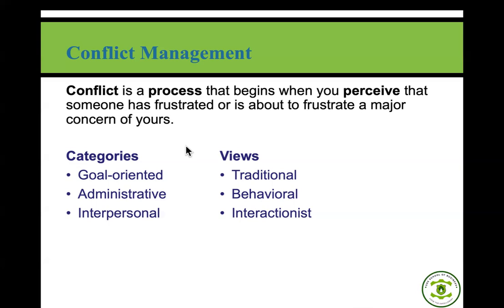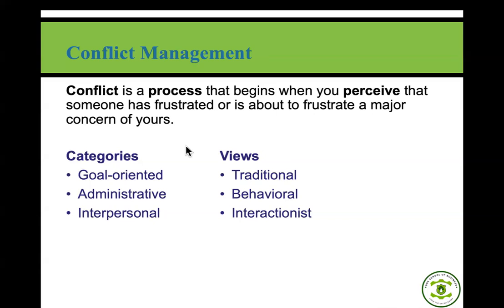So conflict is a process that begins when you perceive that someone has frustrated or is about to frustrate a major concern of yours. So you see that in a very subtle way, the way conflict is defined here, many of us may be thinking conflicts may just be shouting at each other and holding each other's neck. No. When we begin to realize that someone is frustrating what we are doing as part of the project team, or the person is about to frustrate a major concern, then conflict is likely happening. So to be able to manage conflicts very well, we have to be able to establish a common understanding of what we mean in the organization. That is very important. Everybody must know what conflict is in the organization.